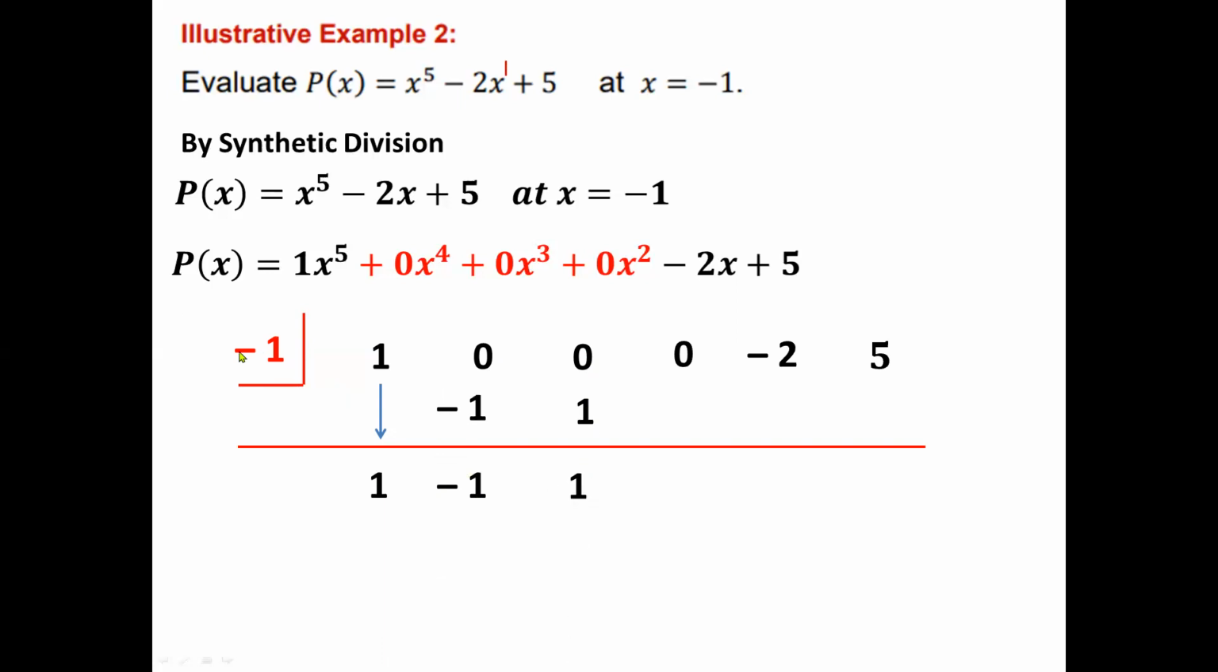1 times negative 1, yung dalawang yan, negative 1 ulit. 0 and negative 1 is negative 1. Negative 1 times negative 1 is positive 1. Negative 2 and positive 1 is negative 1. Nakuha ba, anak, dito? Opo, sir. Negative 1 times negative 1 is positive 1. Then 5 plus 1 is equal to 6. So tama yung sagot natin kanina using the substitution.